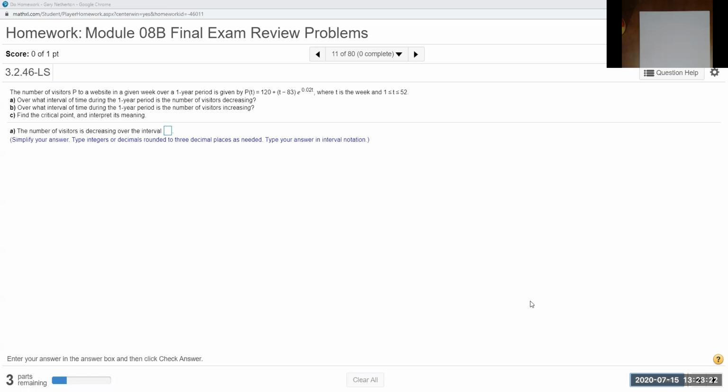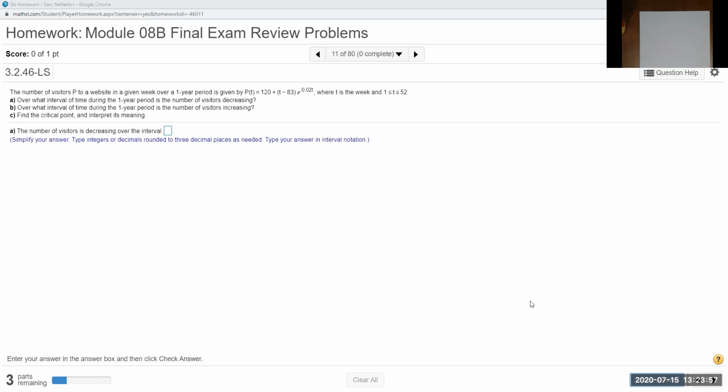So in other words, we take a real life situation where people are going to a website, and of course, the number of people going to a website goes up and down. And they have come up with this equation that predicts the number of people that go to their website. So they want to know during what week of the year the number of people is increasing, what week they are decreasing, and if there are any maximums or minimums.